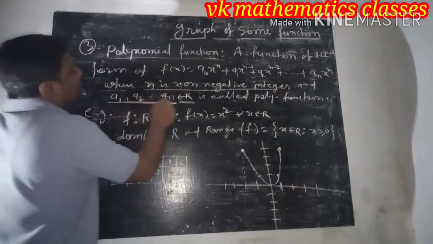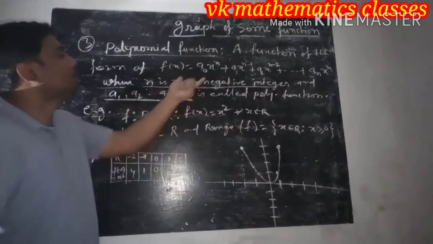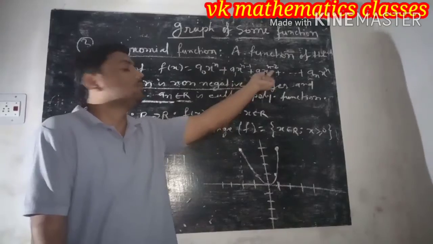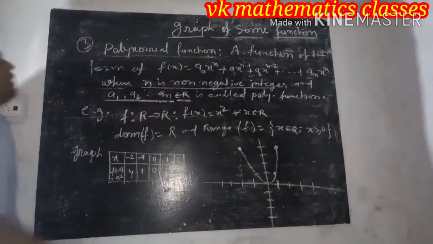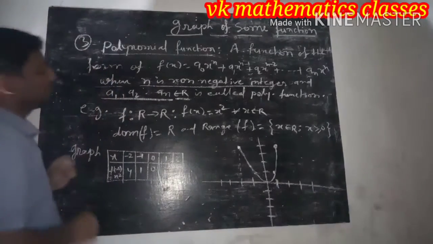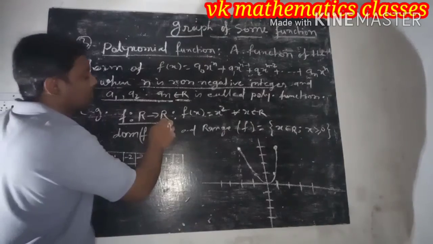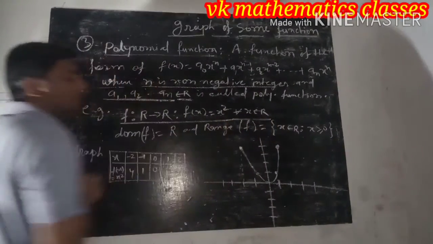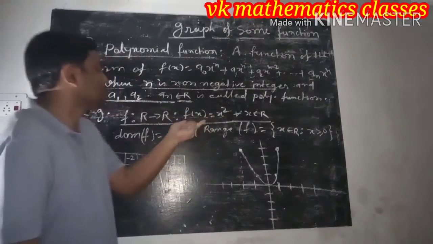A function is said to be polynomial if it is of the form a0 x^n plus a1 x^(n-1), a2 x^(n-2), and so on up to an. Again, we find the domain and range of these functions. Let f from R to R be defined by f(x) equals x squared for all x belonging to R. This is a polynomial function.